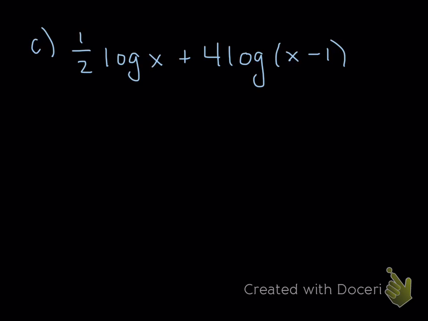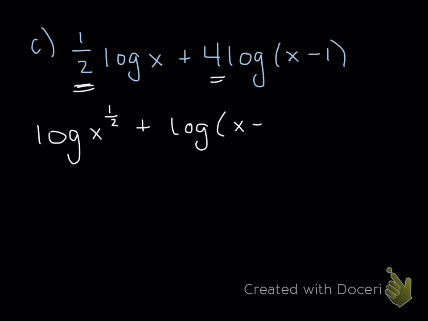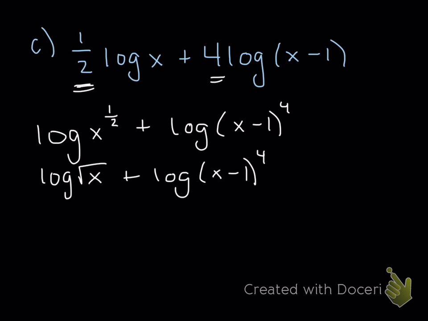So now we're going to get more involved. The first thing you should notice is that we have coefficients. So we're going to send those back to being exponents. So this is log x to the 1/2. This is plus log of x minus 1 to the 4th power. And I could rewrite this as log square root of x plus log x minus 1 to the 4th power. And because it's to the 4th power, I don't expect you to multiply it out.